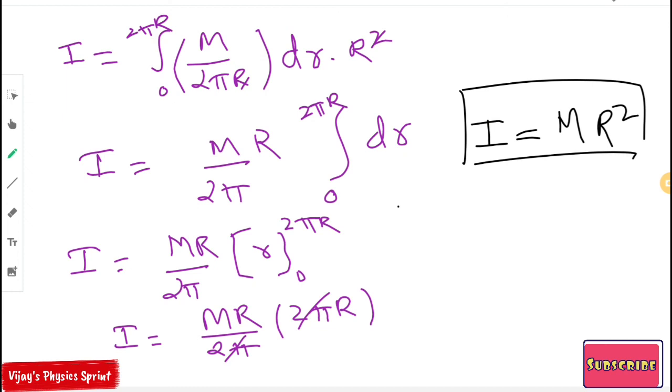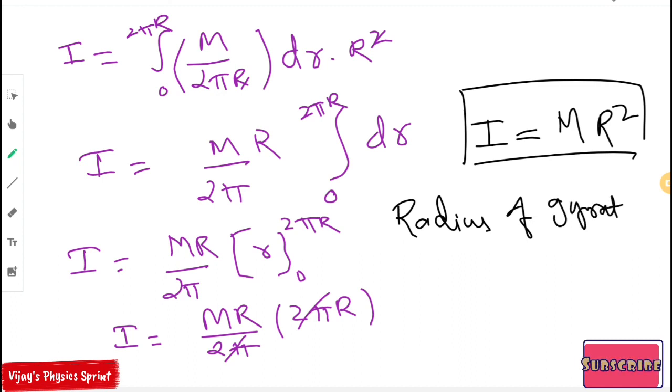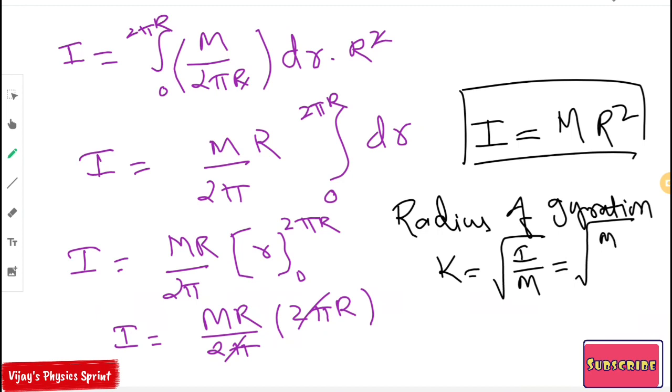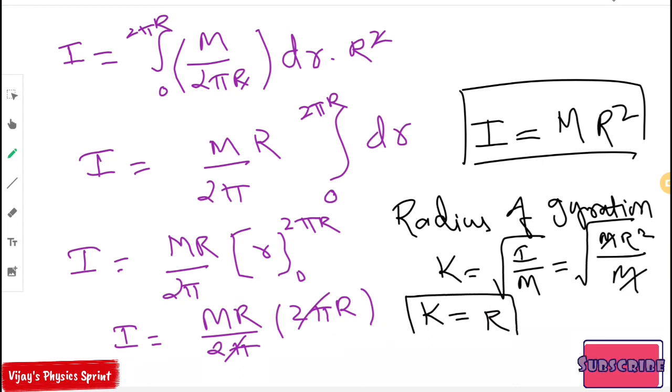Now, what is the radius of gyration? The radius of gyration is the root of I by the total mass of the ring. The moment of inertia we just calculated is M R square, and the mass of the ring is M, which cancels out. So the radius of gyration is equal to R.